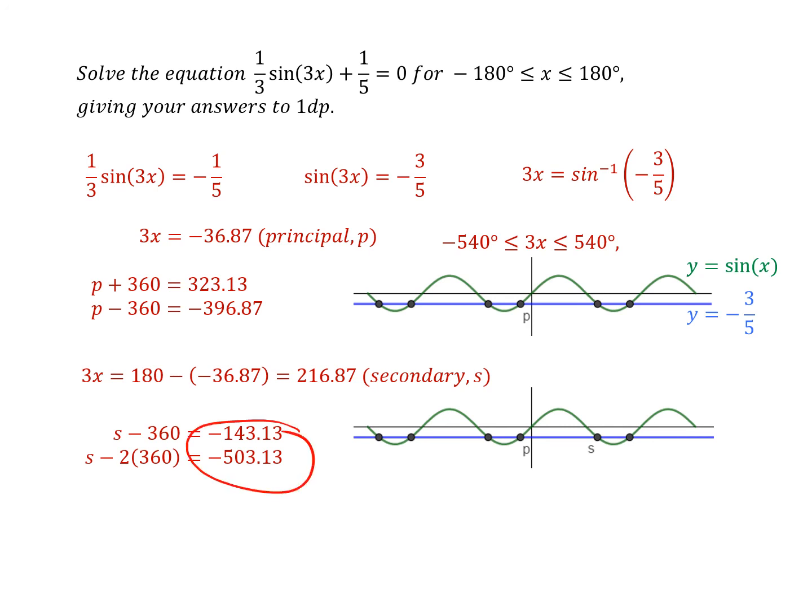So that gives us these 2 values here and here. So in addition to those 2 values, we've got this one here, those 2 there, and that one there. So we've got 6 values. These are all values for 3x.